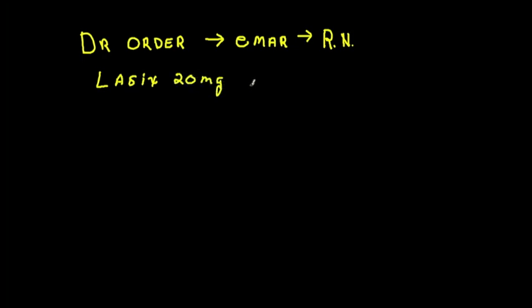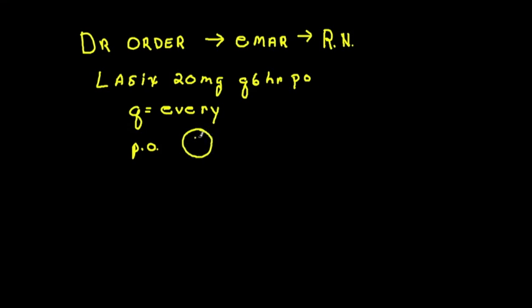Lasix 20 milligrams, Q 6 hours, PO. So this is a pretty good order. You have Lasix, that's the name of the medication you will be giving. You have your dose, which is 20 milligrams. You have your time, and you have your route. So, Q means every, and you have PO, which means by mouth, which is a good thing because most patients like to take most of the medication by mouth.